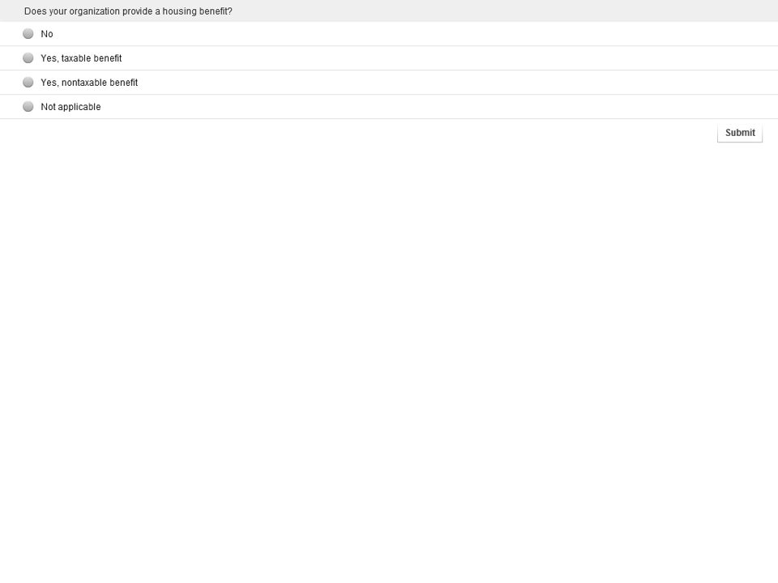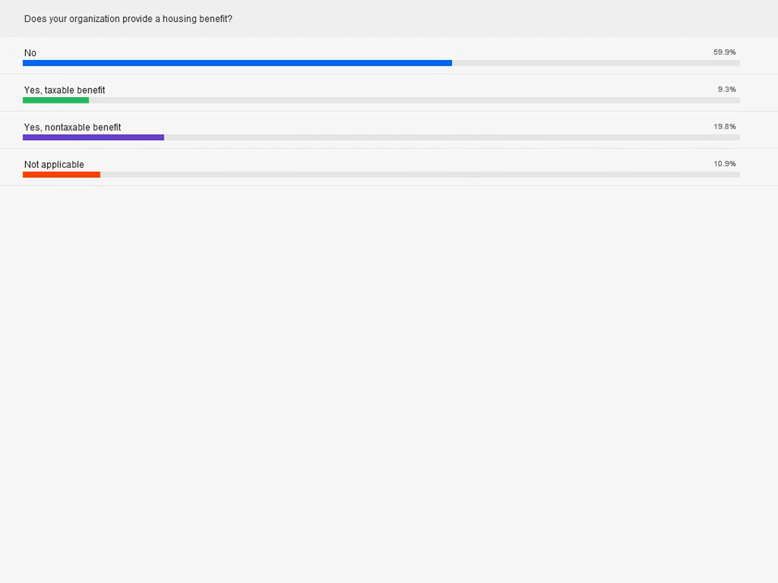All righty, let's see what we've got. So 60% of the people on the call say that you do not have any sort of housing benefit. We have about 10% that have a taxable benefit, about 20% with a non-taxable benefit, and about 11% that are not applicable. So for those of you who have the non-taxable benefit, just take a look, make sure that your files fully support that non-taxable benefit. The IRS is definitely interested in that.